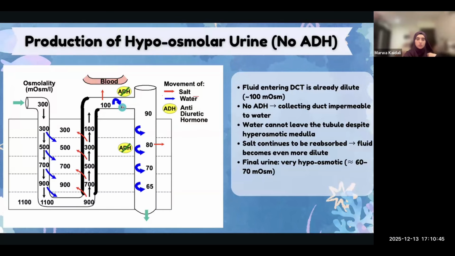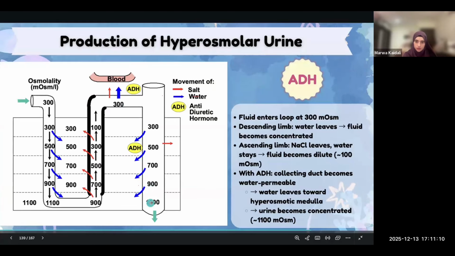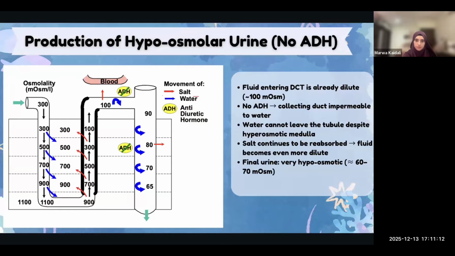So what happens when we don't have ADH? There's not going to be any water reabsorption. So the water is going to stay within the fluids, which means that we're going to have a dilute urine. As you can see over here, our urine is very dilute, and it gets even more dilute because some sodium chloride gets reabsorbed in the collecting ducts. It can go as low as 65 milliosmoles. So without ADH, we will have a dilute urine. With ADH, we're going to have a concentrated urine because of water reabsorption.